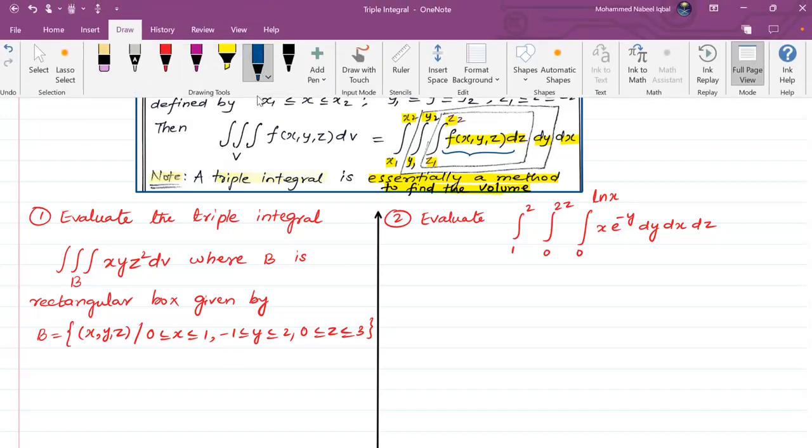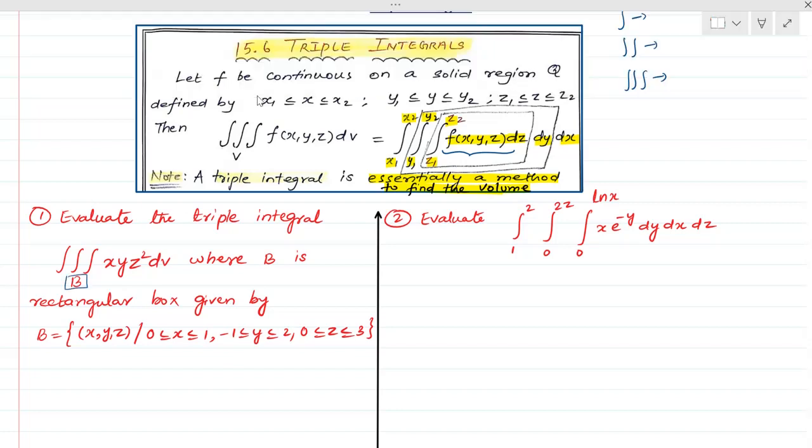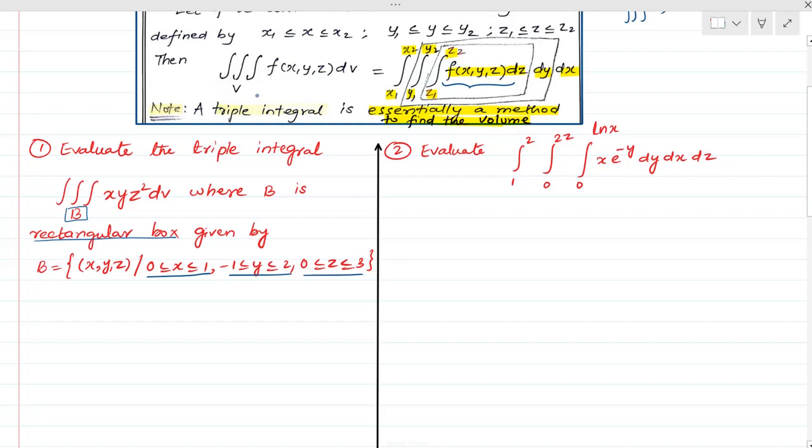Let us start with the first problem here. Evaluate the triple integral. This is the function which is given, but the domain B is a rectangular box given by x ranges from 0 to 1, y ranges from -1 to 2, and the limit of z is 0 to 3. So how will you evaluate this integral? I will write the triple integral of x y z square, starting with dz, then dy and dx.